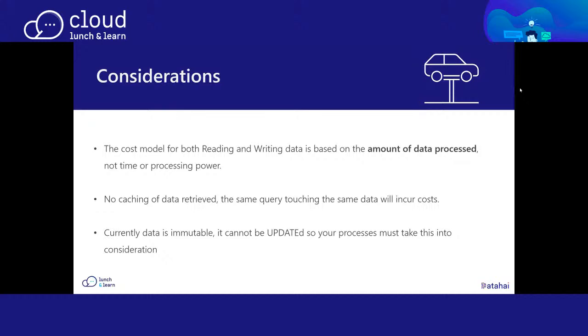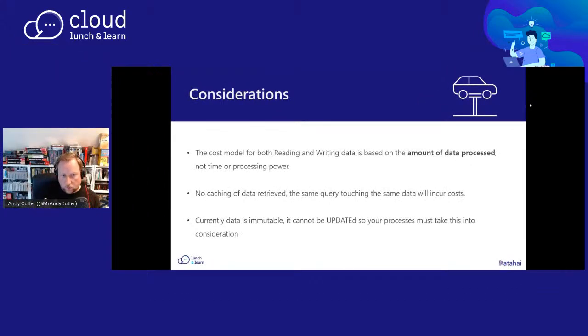So with the considerations, we're writing the data based on the amount of data that's being processed, not the time or the processing power itself. So there's no compute time or compute tier costings. It's purely amount of data processed. There's no caching of the data retrieved. So if a query is performing the exact same operation and the data hasn't changed, there won't be any caching. It will add to your data processed again.